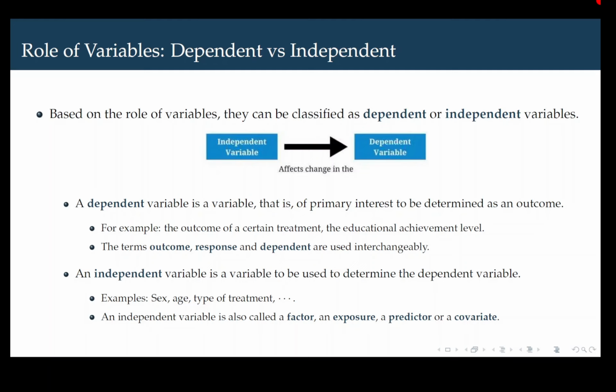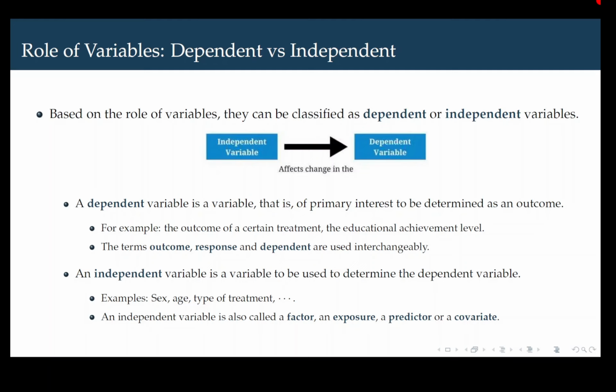And usually for the term dependent, we use the terms outcome and response interchangeably. So a dependent variable is nothing but an outcome variable or a response variable. Throughout this tutorial, I may use the terms dependent, outcome, and response interchangeably. Therefore, all of these three terms mean the same thing.